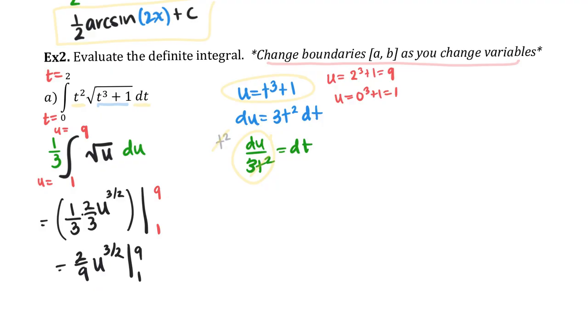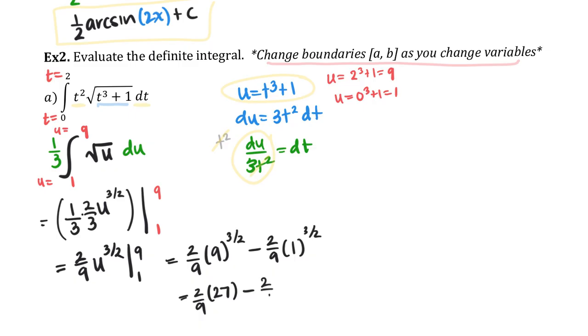Okay, now that I've changed it to u, I don't have to go back to t. I'm just going to plug in right now. Okay, so 2/9 times 9 to the 3/2 minus 2/9 times 1 to the 3/2. Okay, 9 to the 3/2. The bottom number is the square root. So square root of 9 is 3. 3 to the third is 27. 1 to the 3/2 is 1, which is great. So I have 54/9 minus 2/9, which is 52/9. That's my final answer.